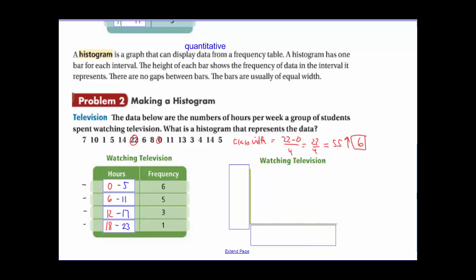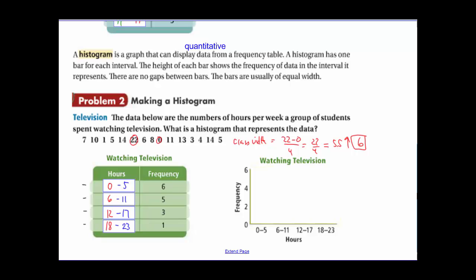Now, we're going to take this frequency table and create a histogram. So we have an x-axis and a y-axis. We're going to label. We have our frequency, which is just counts, usually going up to at least a little bit past, if not the highest frequency, which is 6. So I went by 2s. And then we need to label the x-axis, which is the hours watching television. So we say hours. We fill in the intervals: 0 to 5, 6 to 11, 12 to 17, and 18 to 23.